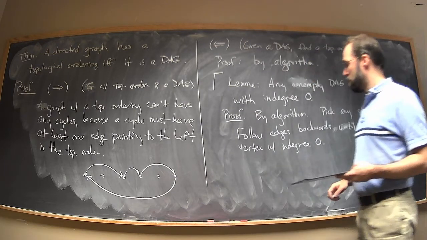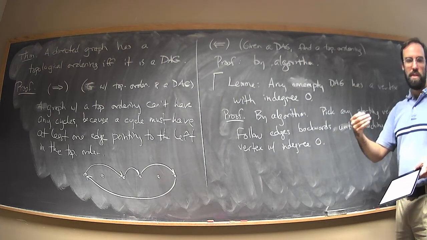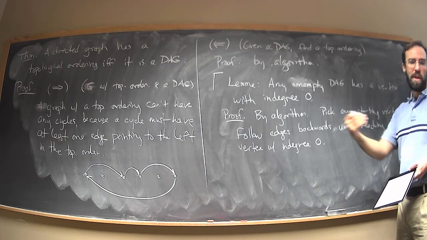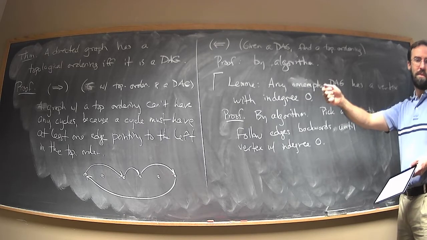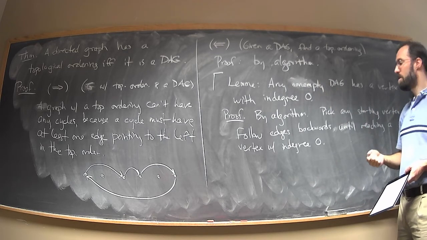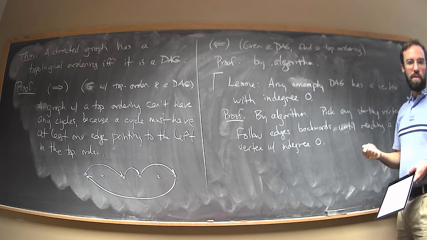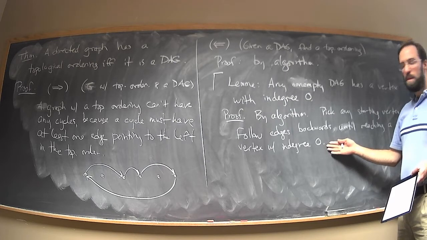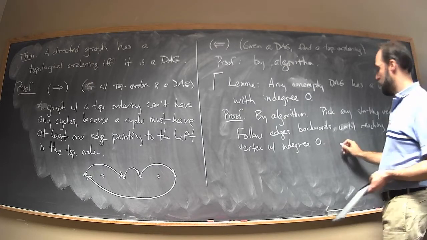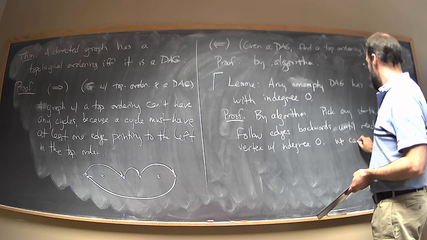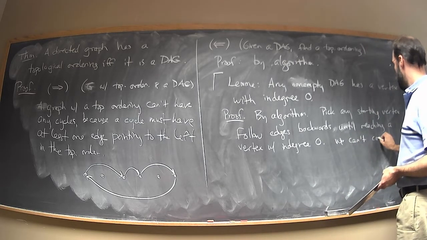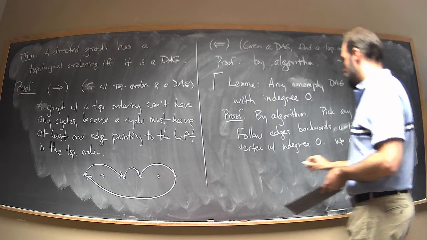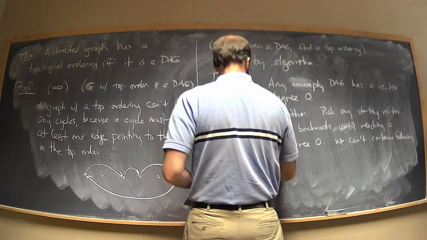The idea is, if I'm at a vertex and it doesn't have in-degree 0, then it has an incoming edge, and so I can follow that edge backwards. And I keep doing that. Either I'm going to keep doing that forever, or I'm eventually going to get stuck because I've reached a vertex with in-degree 0. But I claim that we can't continue following edges backwards forever.